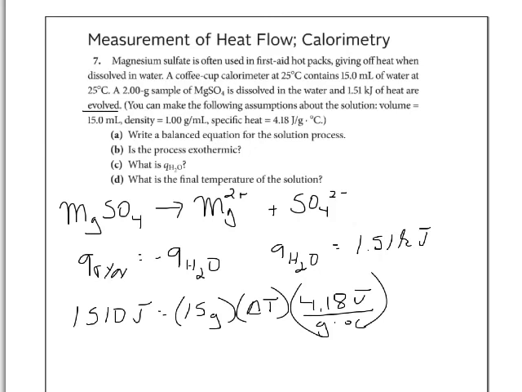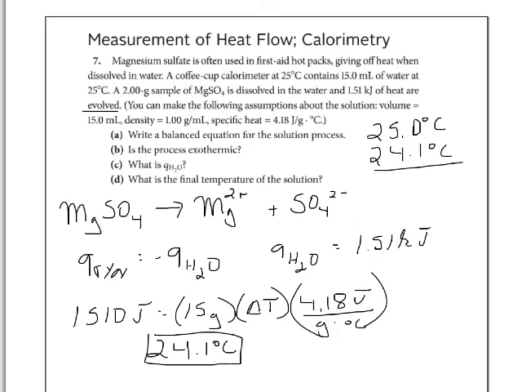24.1, change of 24.1 degrees C. And if we start at 25 and we go up, we start at 25, we go up 24.1 degrees, then we'll end up at 49.1 degrees Celsius. So that would be our final temperature. And we know the temperature goes up because the water is absorbing the heat from the reaction.